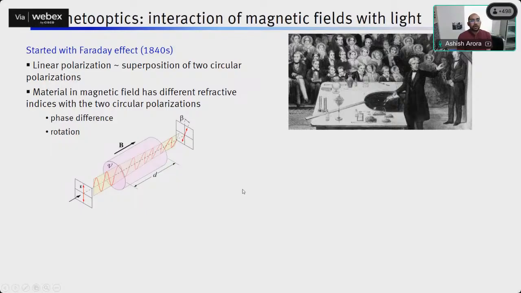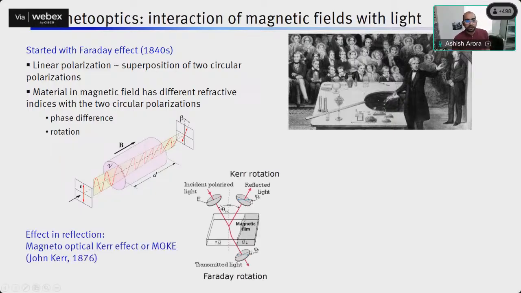Similarly, many times it's not possible to pass the light through the material because the material is opaque. Therefore, what we do is we just reflect polarized light from the material. And this reflection of light also appears as a rotated light. Essentially, if we shine this plane polarized light, the polarization of light rotates by angle phi k. So this is the Kerr rotation.